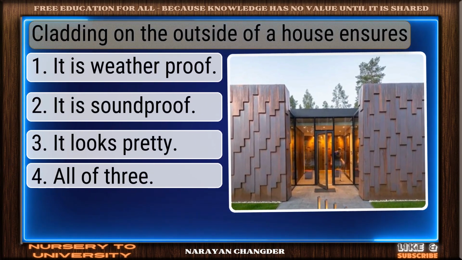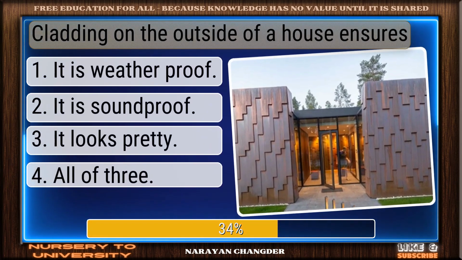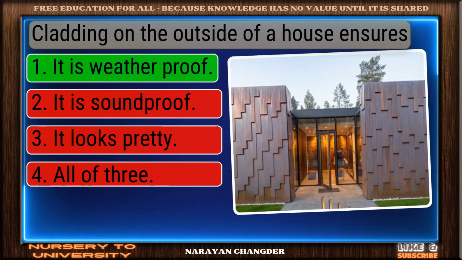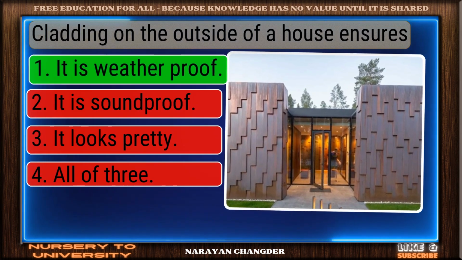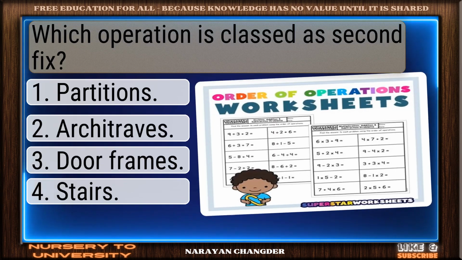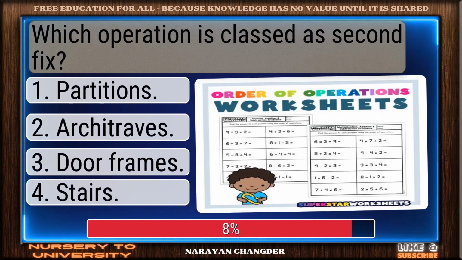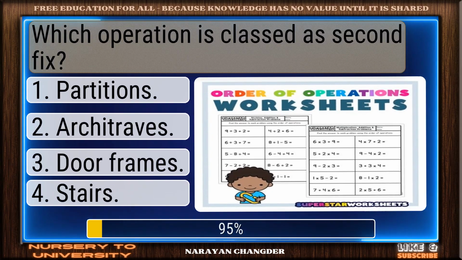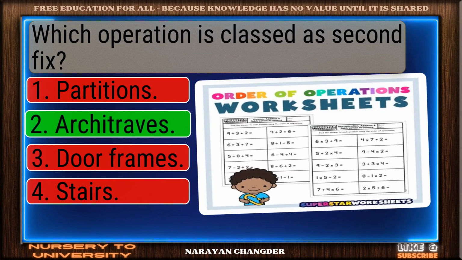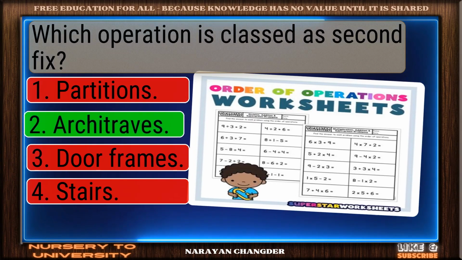Cladding on the outside of a house ensures. Great thinking. It is weatherproof is the right choice. Which operation is classed as second fix? Good job. Your answer, Architraves, works well here.